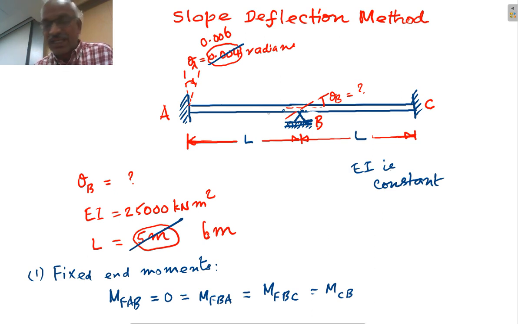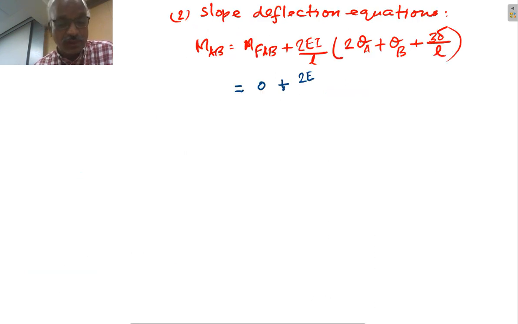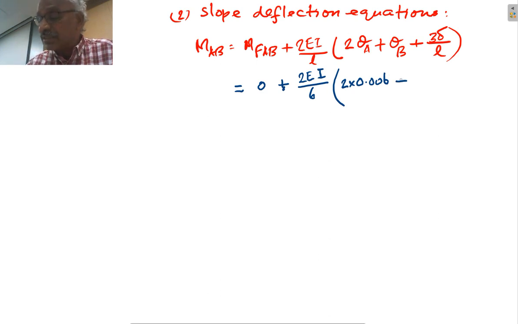Delta, as nothing is given, therefore delta equals 0. For here, theta A is given. 2E, EI is constant, therefore I by L equals 6 meters. L equals 6 meters, that's what we have assumed. 2 into theta A is given, clockwise 0.006. Therefore it is 2 into 0.006 because it is clockwise, plus theta B is unknown, and delta equals 0. So this is the equation.